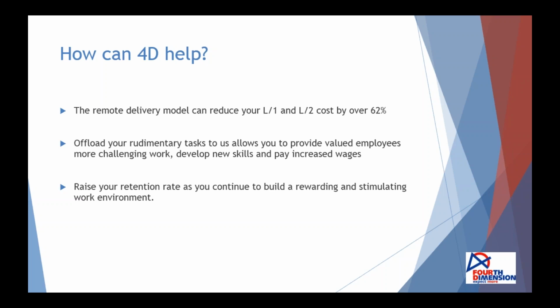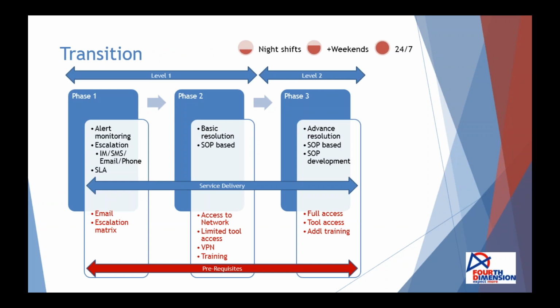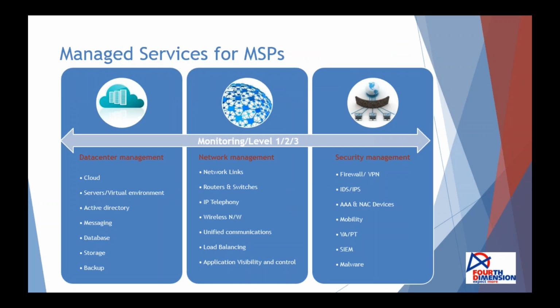And most importantly, your cost could come down by almost 60 to 65%. This is a typical transition model where we could probably start handling your night shifts or your off work hours, monitoring the environment and escalating it to your team. And then gradually in phase 2, we progress to L2 level escalations based on an SOP, and finally in phase 3 to a full-blown 24/7 L1 and L2 support.